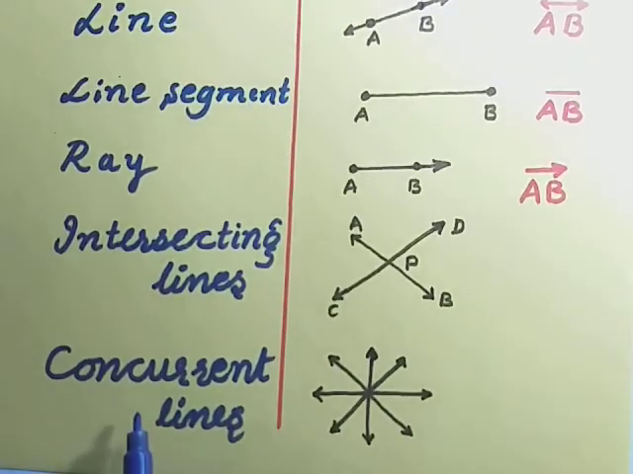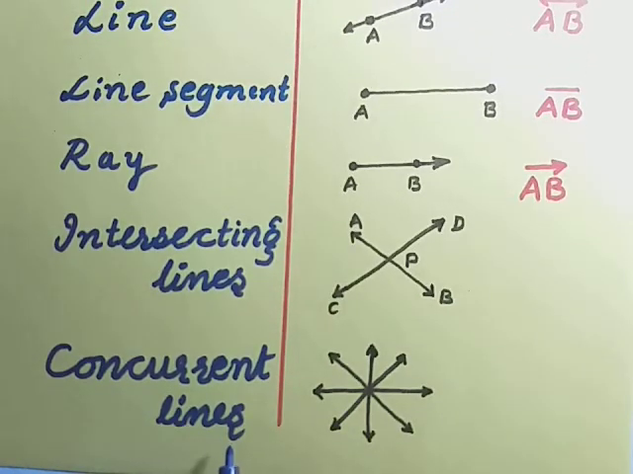Similarly, we come across concurrent lines. If three or more lines are passing through a single point, then they are known as concurrent lines. Three or more lines must be passing through a single point. The single point is at this position here, and these are called concurrent lines.